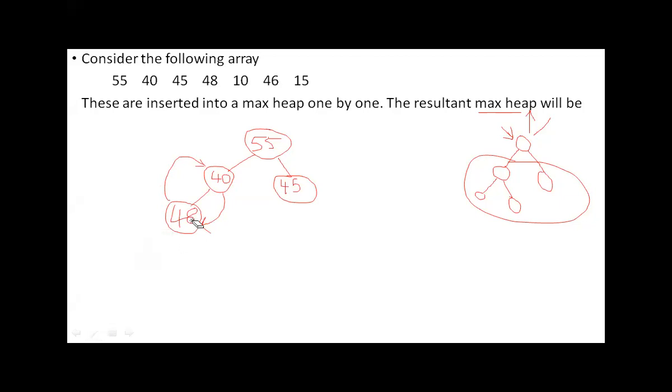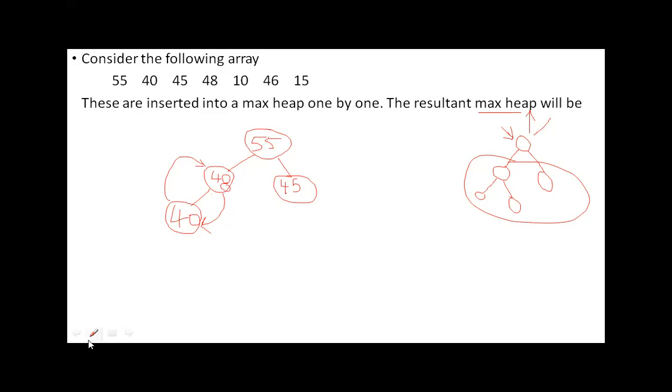So then 40 will come here, then 48 will go here. Now you can see here 40 is less than this root parent here. So the parent should be the greatest compared to the child ones. Then take the next one, 10.